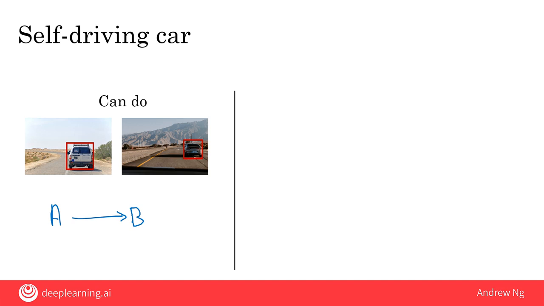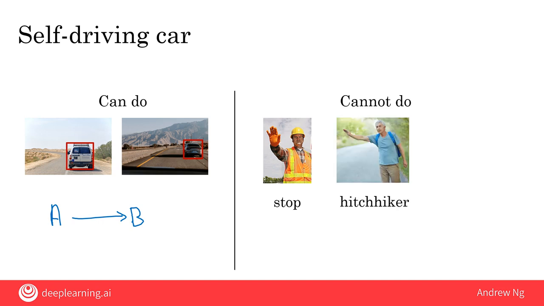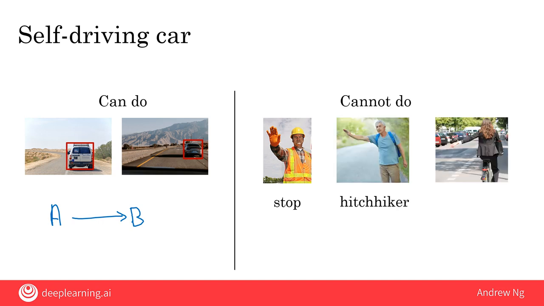So that's what AI today can do. Here's an example of something that today's AI cannot do, or at least would be very difficult using today's AI, which is to input a picture and output the intention of whatever the human is trying to gesture at your car. Here's a construction worker holding out a hand to ask your car to stop. Here's a hitchhiker trying to wave a car over. Here's a bicyclist raising the left hand to indicate that they want to turn left. If you were to try to build a system to learn an A to B mapping, where the input A is a short video of a human gesturing at your car, and the output B is what this person wants, that today is very difficult to do.